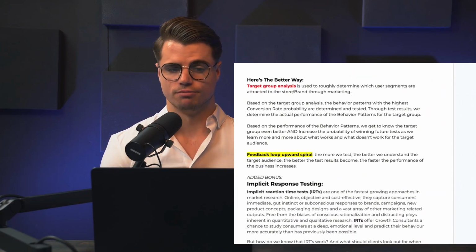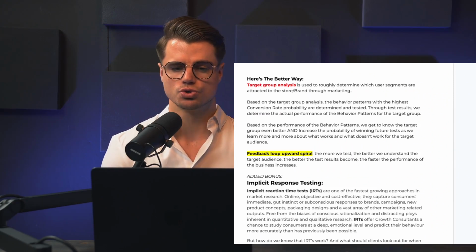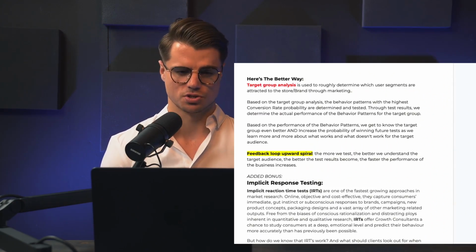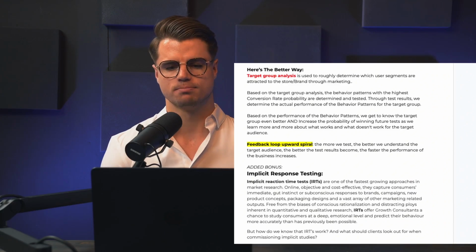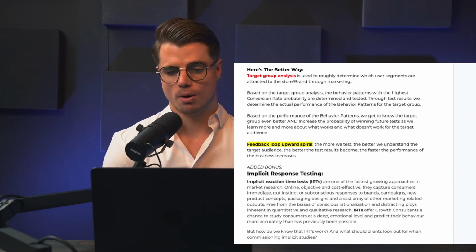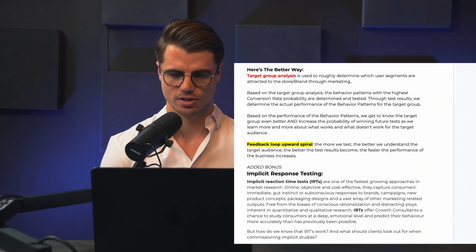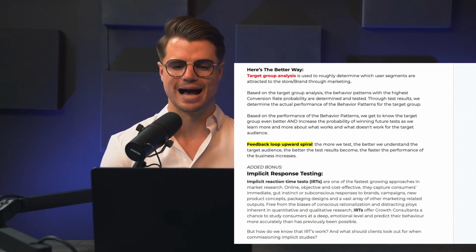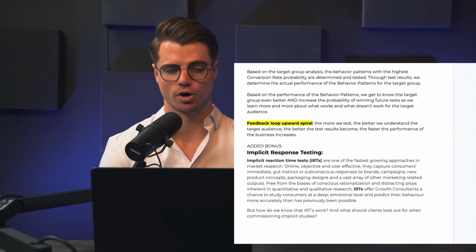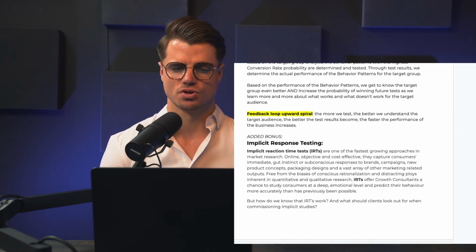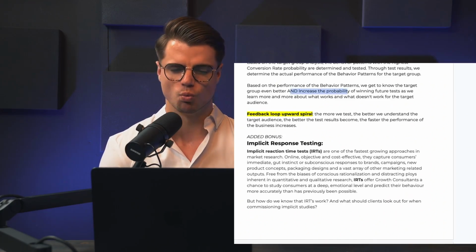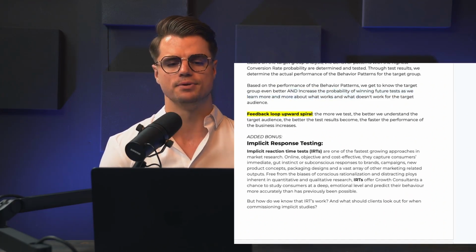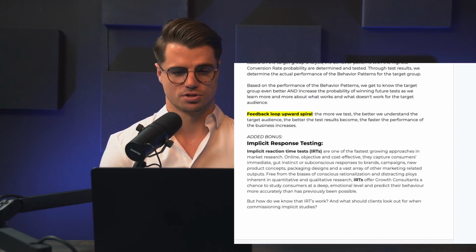So here's the better way of doing this. You want targeted group analysis, used roughly to determine which user segments are attracted to your store or your brand or your tech business through marketing. Based on the target group analysis, the behavior patterns with the highest conversion rate probability are determined and tested. Through test results, we determine the actual performance of behavioral patterns for the targeted group. Based on that performance, we get to know the target group and increase the probability of winning future tests. We learn more and more about what works and what doesn't, okay?